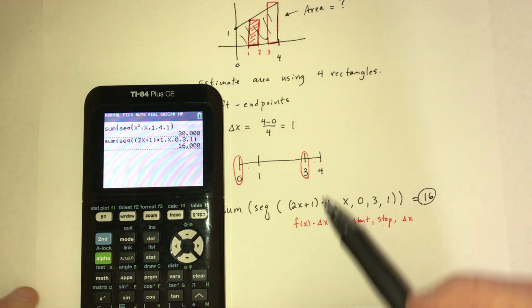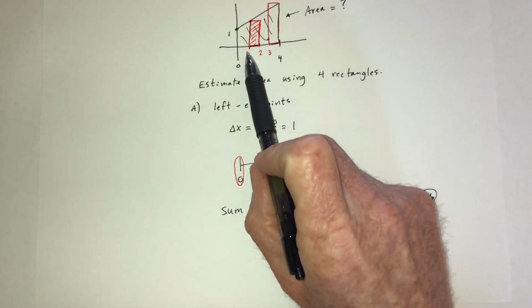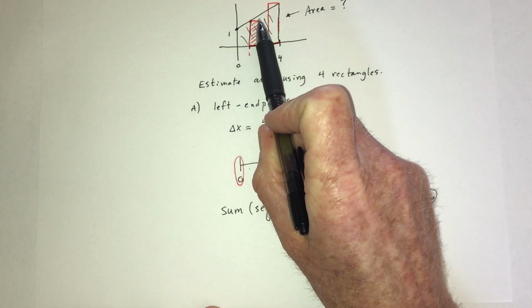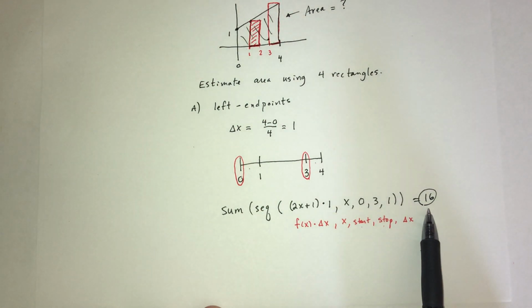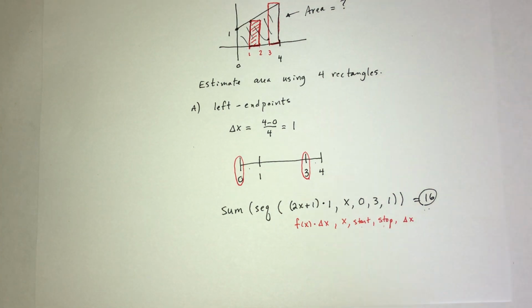Now, when we're using the left endpoints for this particular picture, you use the left side, and so that leaves this little gap right here that it did not count. So 16 is actually an underestimate. The answer must be a little bit bigger than 16.